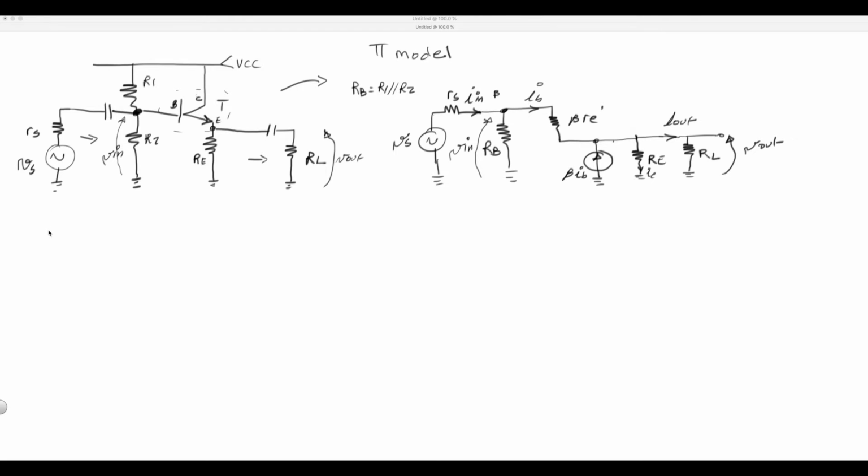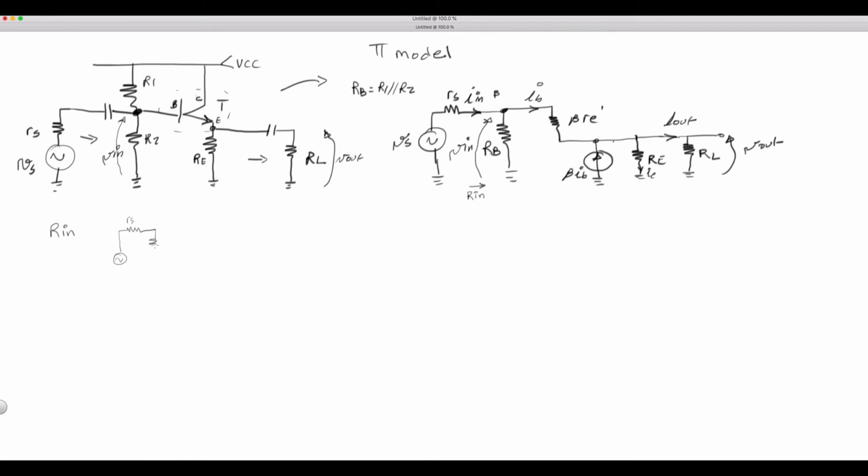Let's go ahead and solve for Rin, which is the input impedance seen this way. Okay, so we're going to do it in a couple stages. Let's look at the model on the left-hand side. So let's say this is our source. Let's say this is the series resistance RS with that.